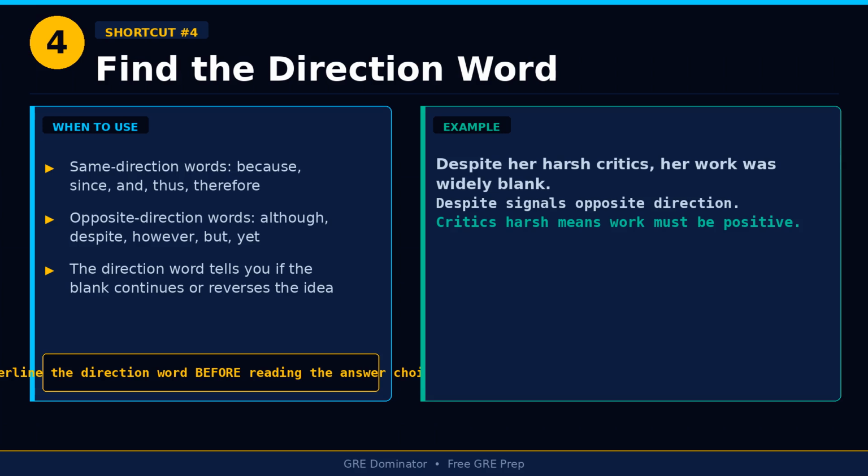Step 1. Find the direction word. Every text completion sentence has a hinge, a word that tells you whether the blank continues the same idea or reverses it. Same direction words: because, since, therefore, and so. Opposite direction words: although, despite, however, but. Underline that word before you do anything else. In the example, despite her harsh critics, her work was widely blank. Despite signals a reversal. Critics were harsh, so the blank must be positive.